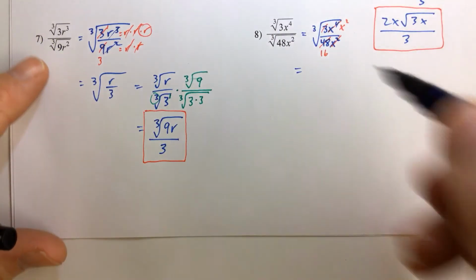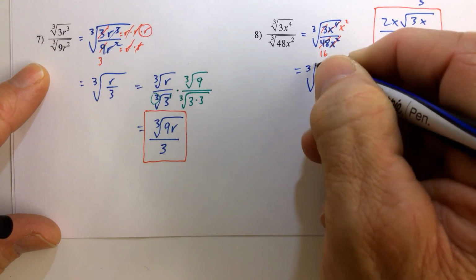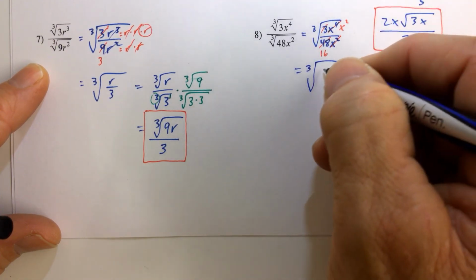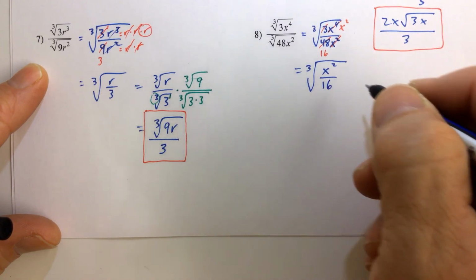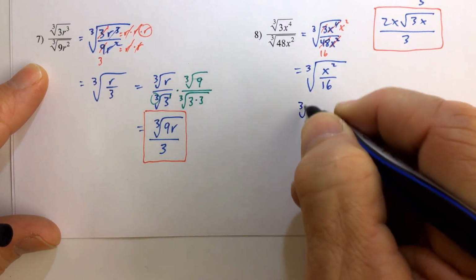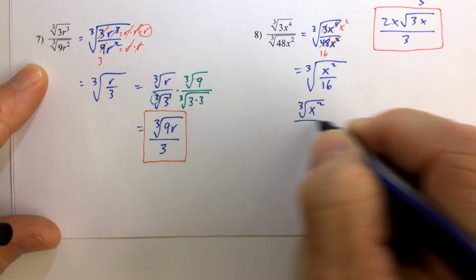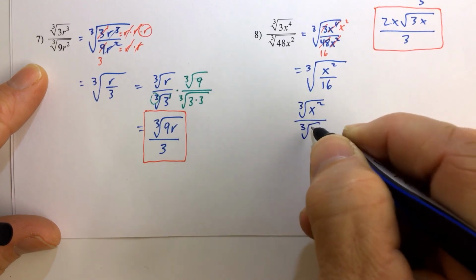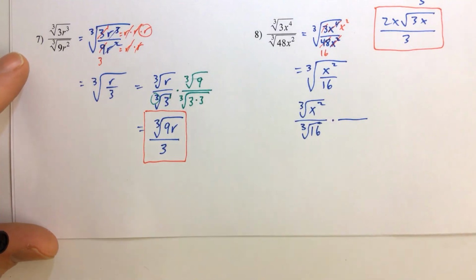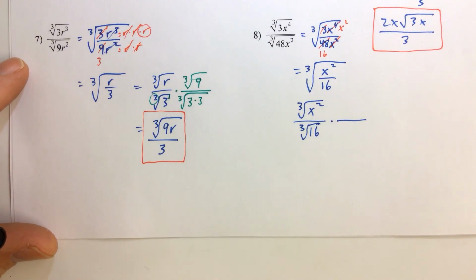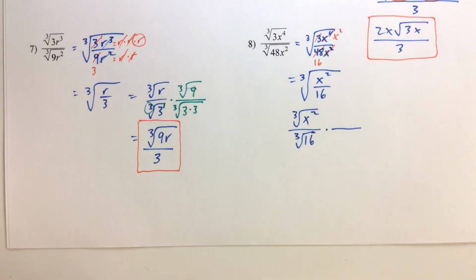So let's not lose sight of the fact that we know how to simplify fractions. What's left in the numerator is an x squared. What's left in the denominator is a 16. We're going to break that up so we can isolate that denominator and see what we have to do to it. The cube root of 16, it's not a perfect cube root. 16 is not a perfect cube. So we have to multiply top and bottom by something.